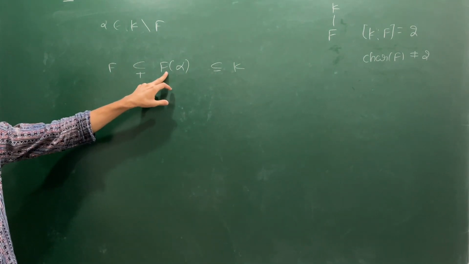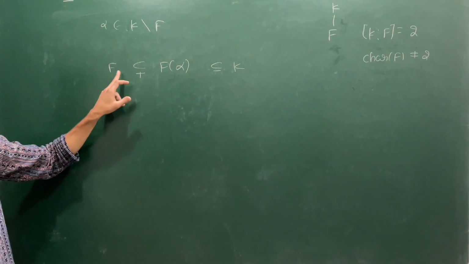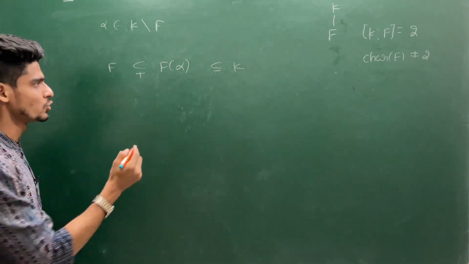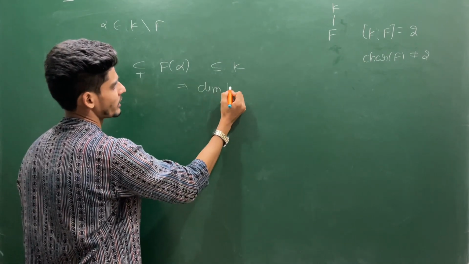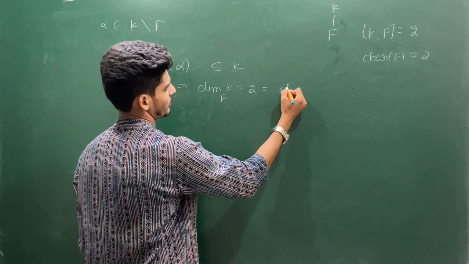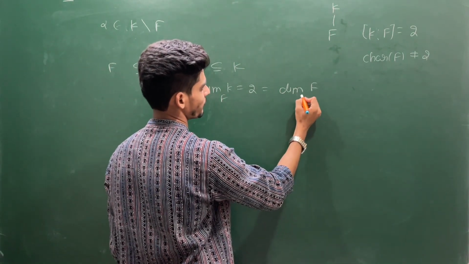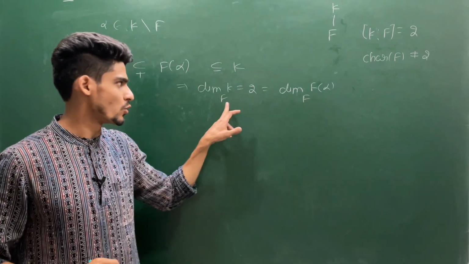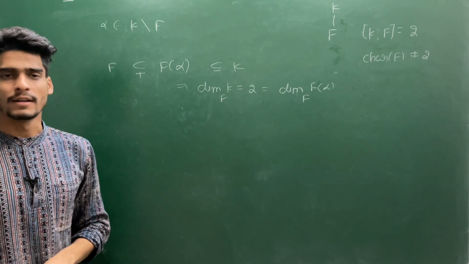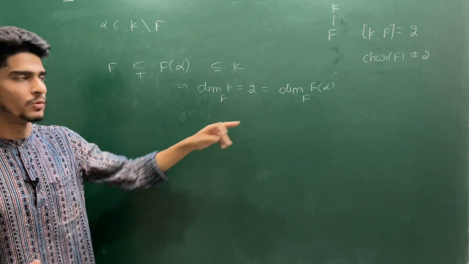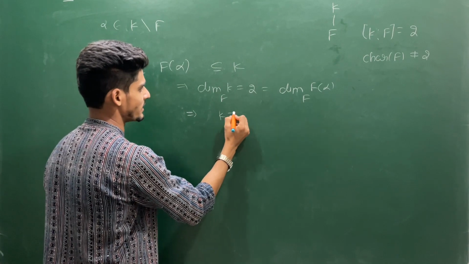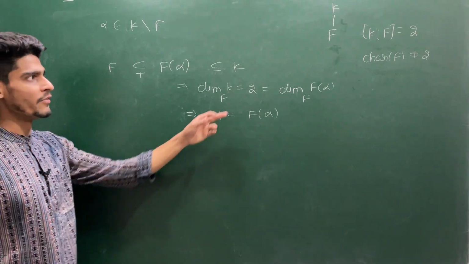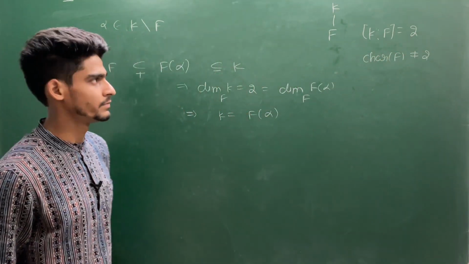And also this F(alpha) contains F properly, so its degree of extension must be at least 2, and this K is a 2 degree extension, so I can directly say, since dimension of K over F is 2, dimension of F(alpha) over F is 2, and they both are vector spaces over F, and same dimensional vector space over same field must be isomorphic. So this will give us, this K is nothing but F(alpha). So every 2 degree extension is a simple extension.